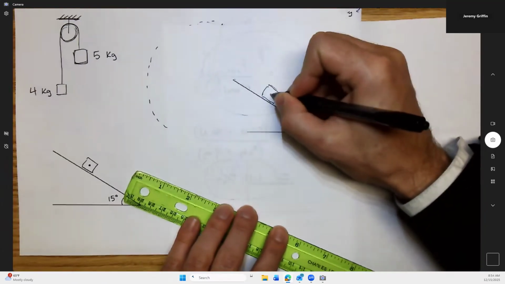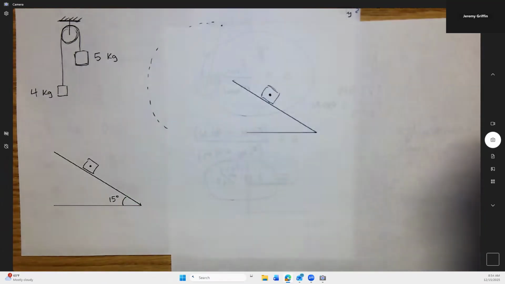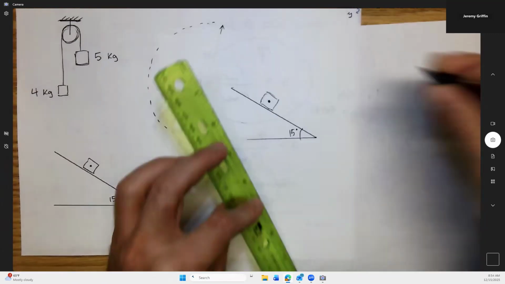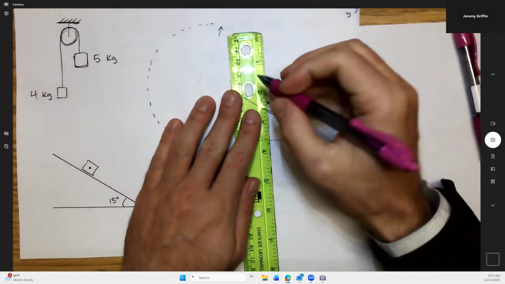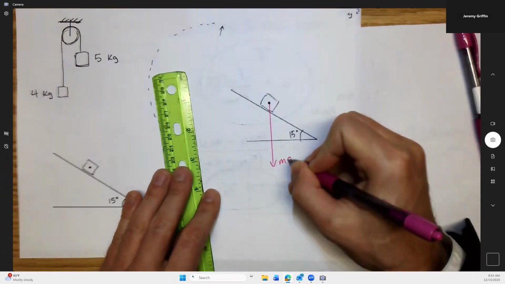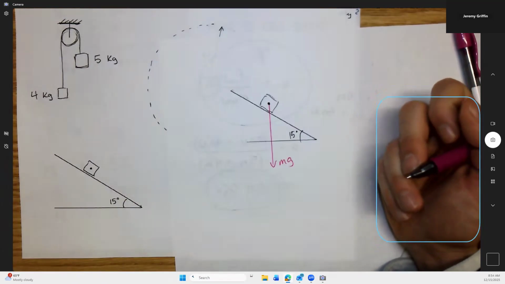Oh, I never gave you the mass of the block. Guys, does the mass of the block matter or does it end up canceling out? Cancel out. Okay. So you know 15 degrees right here. Did you guys draw a weight acting straight down? Call it mg.